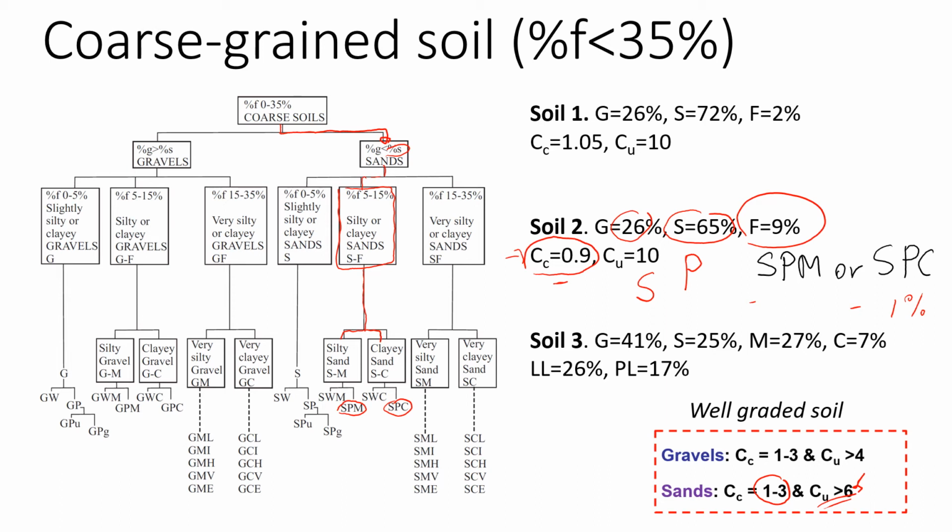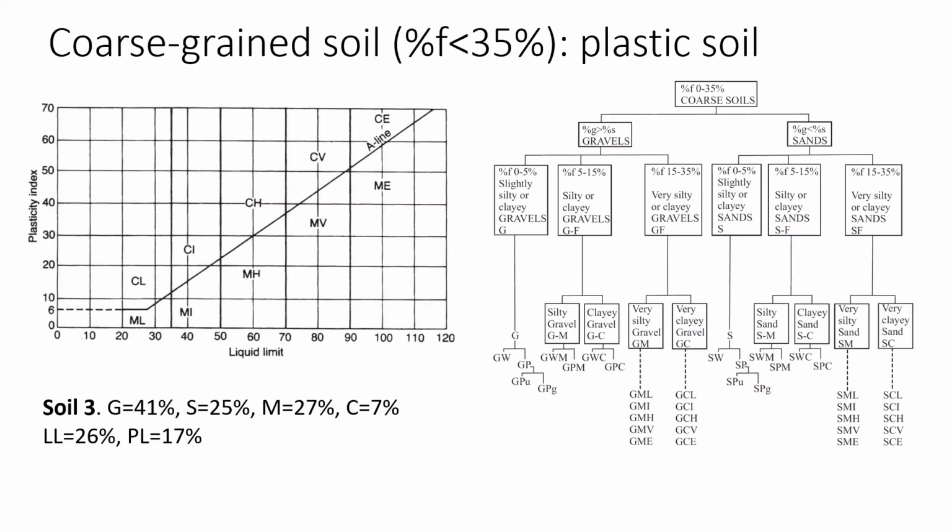Now let's look at soil 3, and I will go to the next slide where we have the plasticity chart. Let's now classify soil 3. Compared to soil 1 and soil 2, it doesn't have any information on gradation, but we have data about liquid limit and plastic limit of soil. That's why we're going to use the plasticity chart to classify the soil. But first of all, we will start with the amount of fines. We know that fines, it's 27 plus 7, altogether 34%. And then, so that's correct.